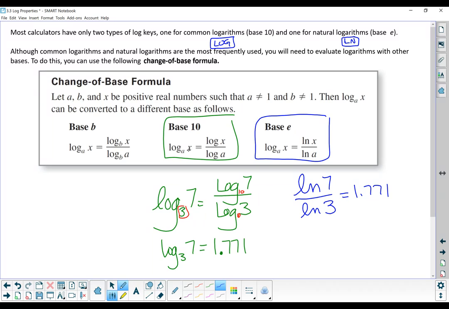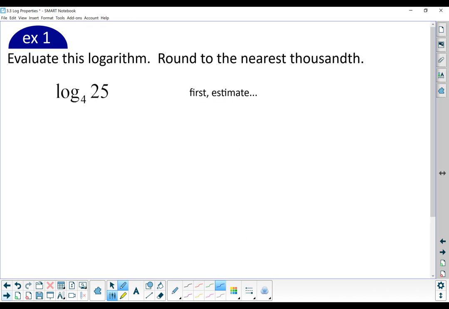What I try to remember, or how I remember this, is the base goes to the basement. Log base a means that you're going to have the log of a on the bottom. So here's another quick example of this. We want to calculate log base 4 of 25. We are going to round our answer to the nearest thousandth.